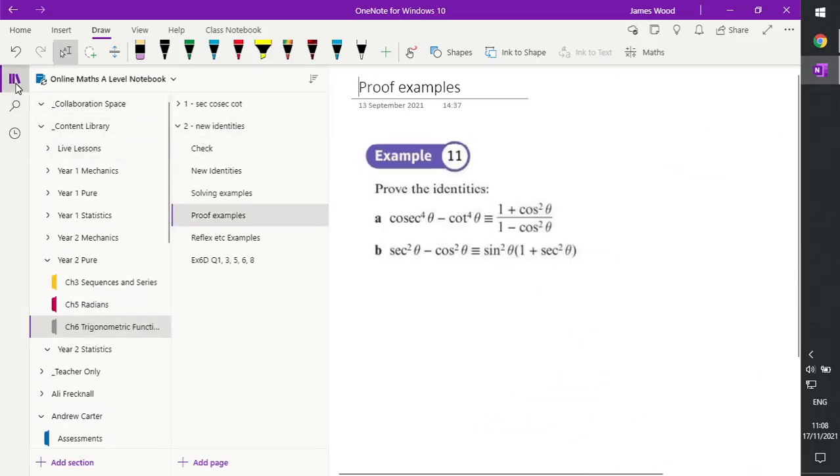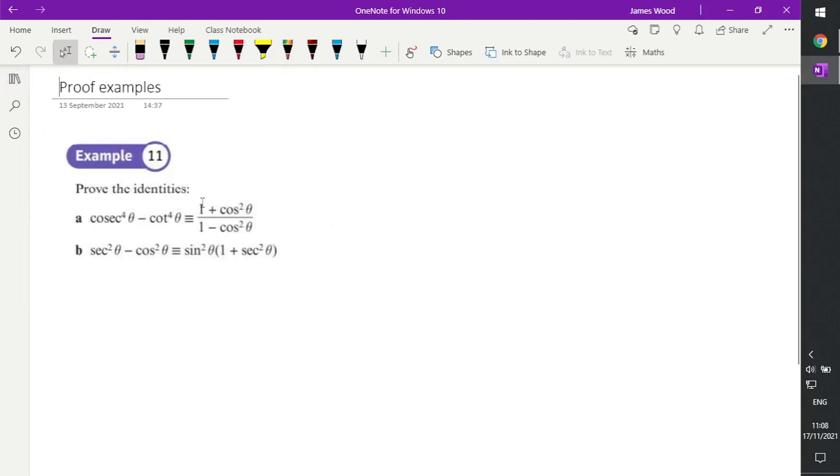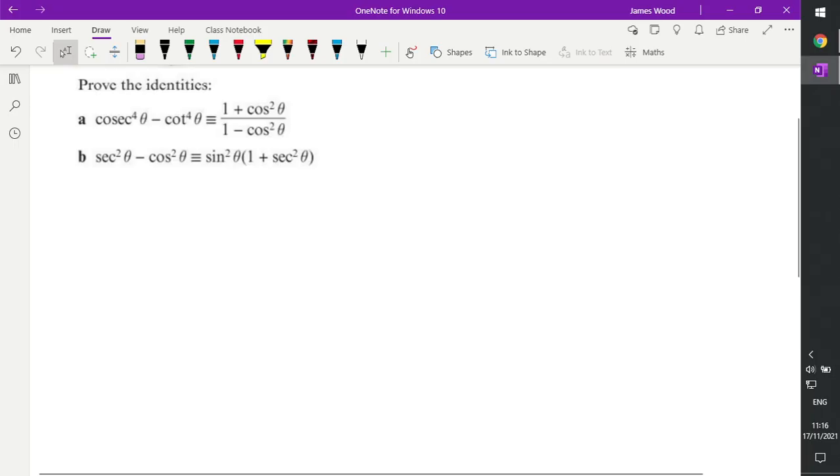Okay, let's have a look at a couple of proof examples. In this style of proof question, what we've got to do is start with the left-hand side or the right-hand side and rearrange it to make it look like what is on the other side. So we don't treat it like an equation. We have to take one side and rearrange it to make it look like the other one.